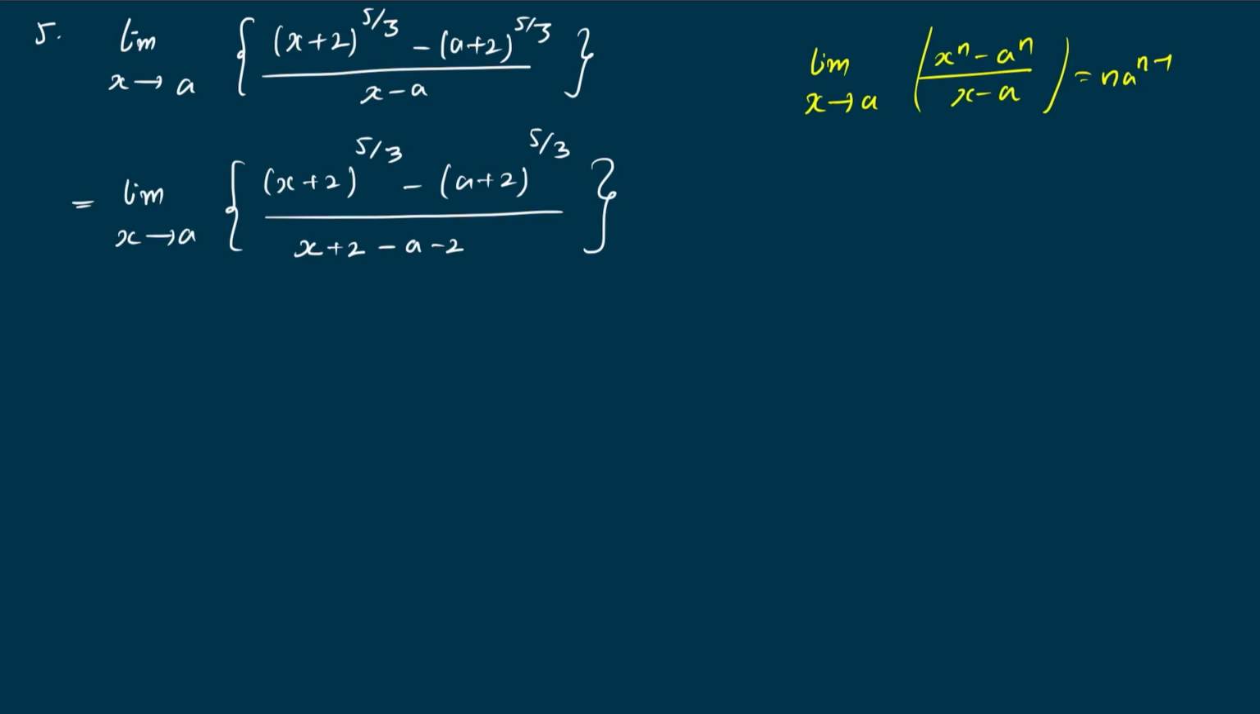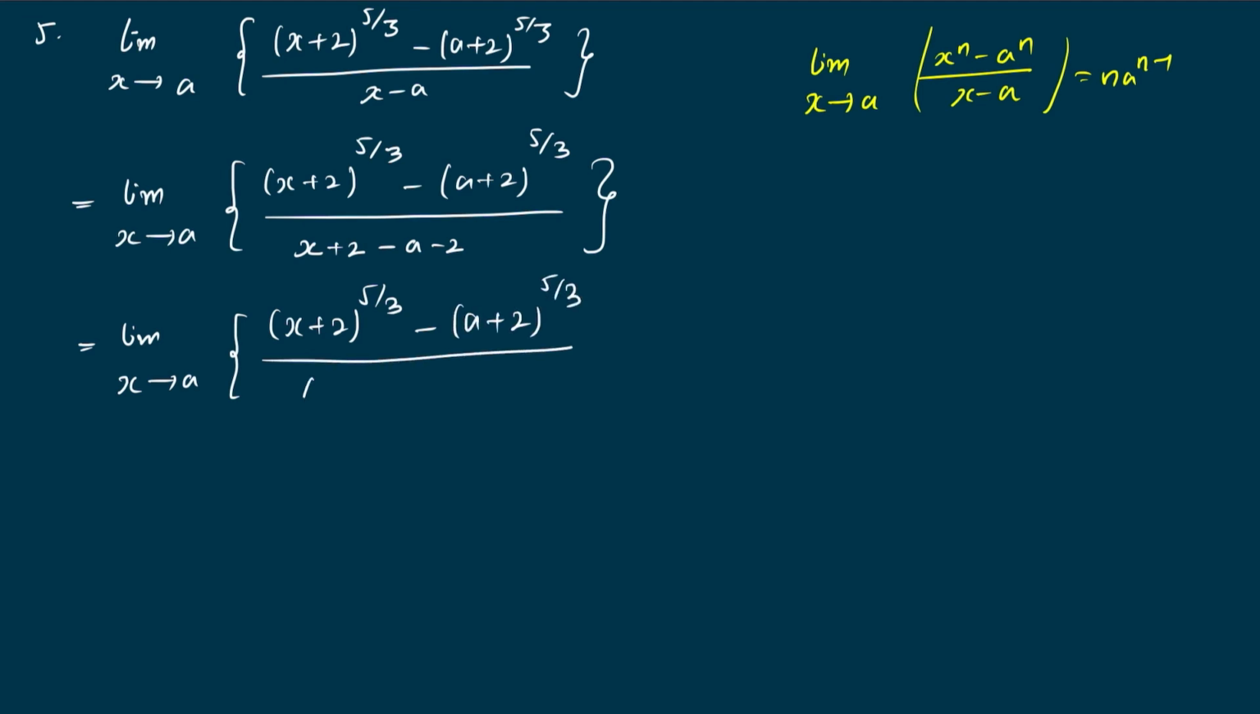Because if you see, I have added plus 2 and subtracted minus 2, so plus 2 and minus 2 will cancel, and the value will remain x minus a only. I'm just adding plus 2 and subtracting 2, since by doing this we are not changing the value of the expression. Okay, so limit x tends to a, x plus 2 whole to the power 5 by 3 minus a plus 2 whole to the power 5 by 3.